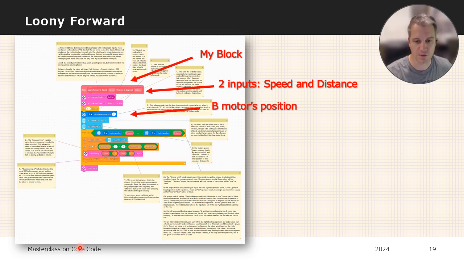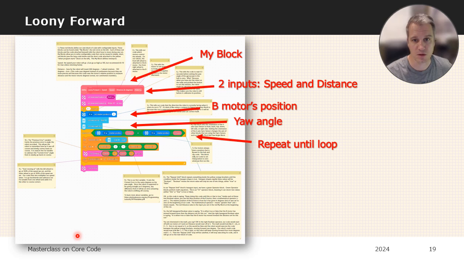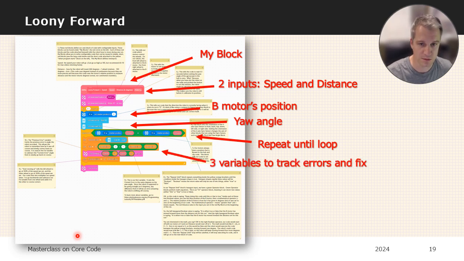3, you have used the B motor's position to track how far we've gone in degrees. Then 4, you've used the yaw angle. You've set that to 0, and you can use it to track whether our robot has drifted off of its straight course. 5, we've used a repeat until loop to see if we've gone the distance that we set in our my block, and if we haven't, it just keeps moving forward.